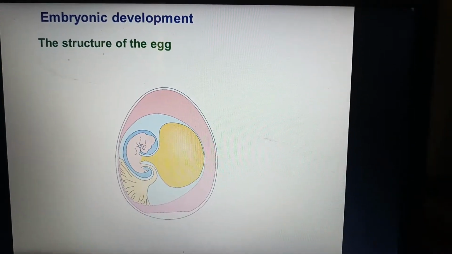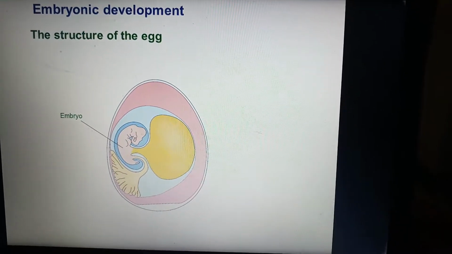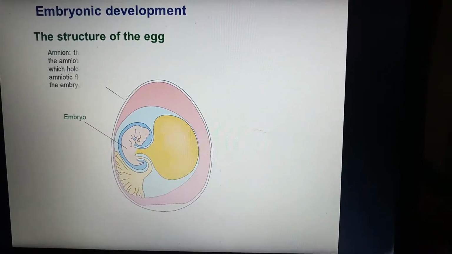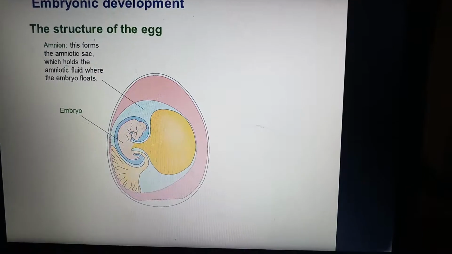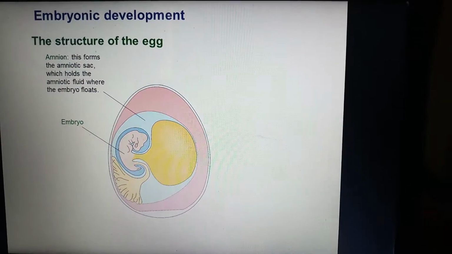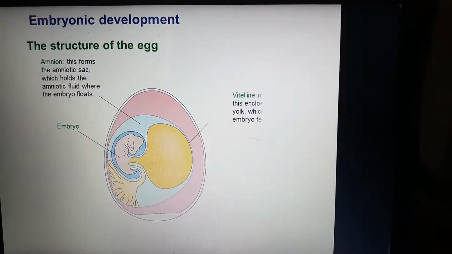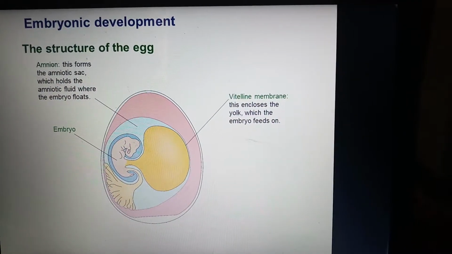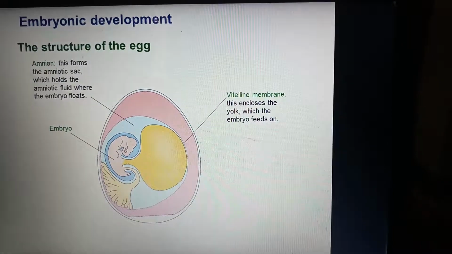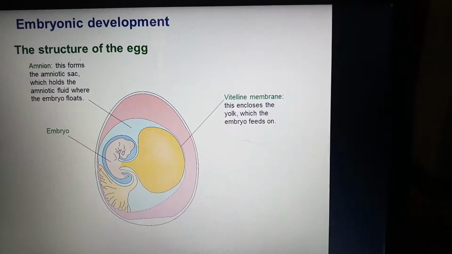First, we are going to see the structure of the egg. This is the part of the embryo inside the egg, and this will show us the amnion. This forms the amniotic sac, which holds the amniotic fluid where the embryo is floating. Next, the vitelline membrane. This membrane encloses the yolk which the embryo will feed on.